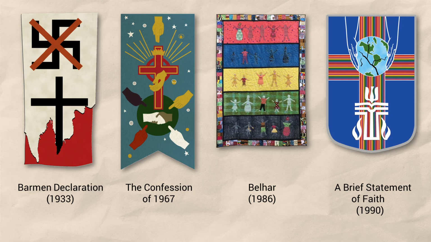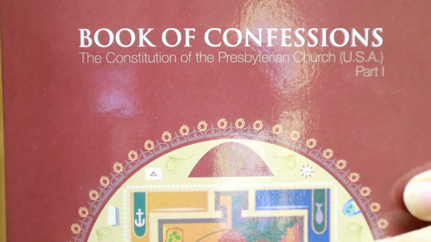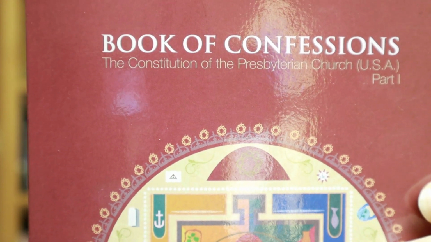And then we have the 4 newer confessions, including the Barmen Declaration. That's one of my favorite banners. I mean, just look at that. These are the theologians who stood up to Hitler. You've got the Confession of 67, Belhar, and a Brief Statement of Faith. Each of these 12 documents has its own unique and wonderful story. And of course, this is part 1. You can see that in really fine print. This is part 1 of the Constitution of the PC(USA).